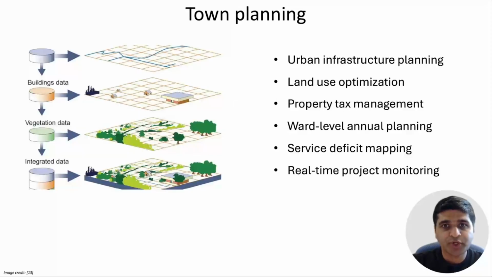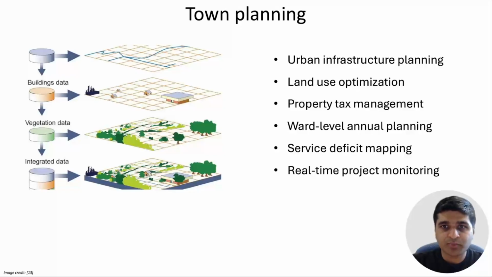GIS plays an important role in town planning because it brings together spatial and non-spatial data in one place. Governments and city bodies use GIS to manage infrastructure, optimize land use, and even improve property taxation. By combining multiple datasets, GIS creates a digital model of towns showing property boundaries, land use, facilities, and services. For example, municipal authorities use GIS to digitize property records, send tax notices, and track collections more efficiently.